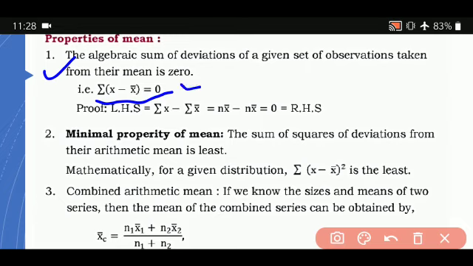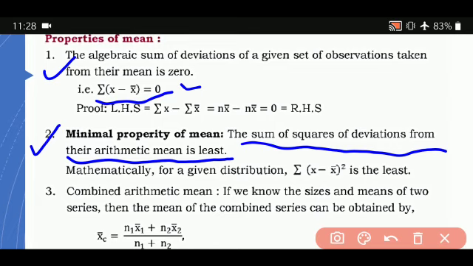This means that when you subtract the values of x from the arithmetic mean and total them, the value will always be equal to 0. Second, the minimal property of the mean: the sum of squares of deviations from the arithmetic mean is the least. That is, summation of (x minus x bar) to the power of 2 is the least. This means that when you apply it, its value will always be very little.